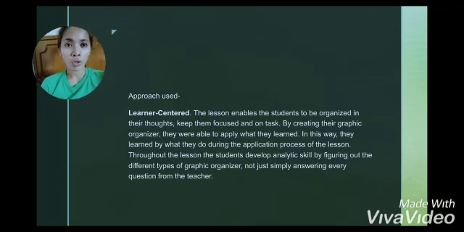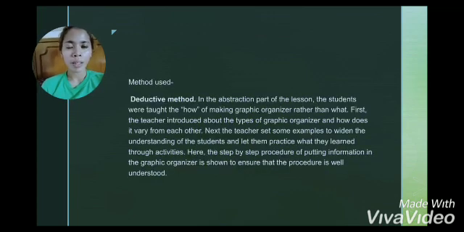Next is the approach used. It is learner-centered. As we can observe in the application, they are going to create a graphic organizer, and they are going to apply what they learned from the discussion. So by that, they learn by doing. So the method used is the deductive method.